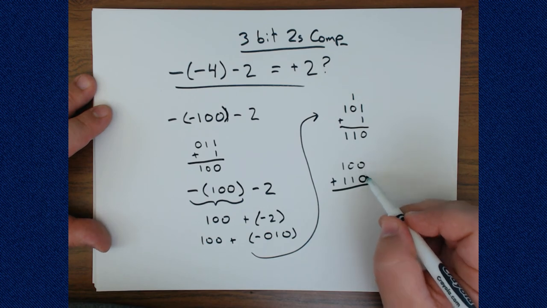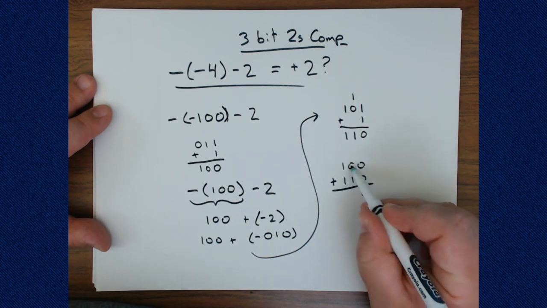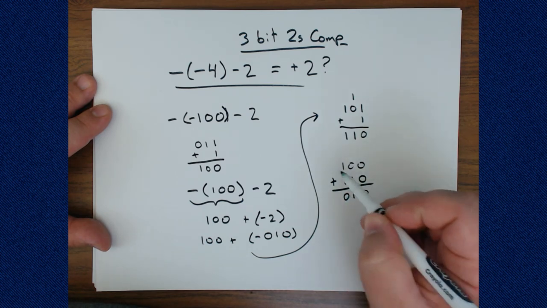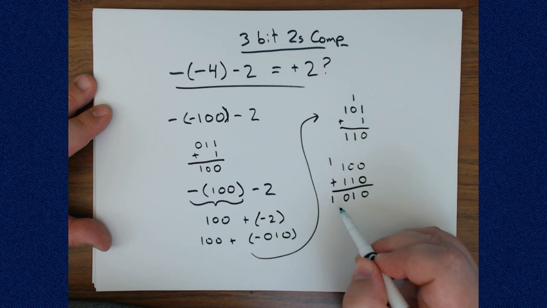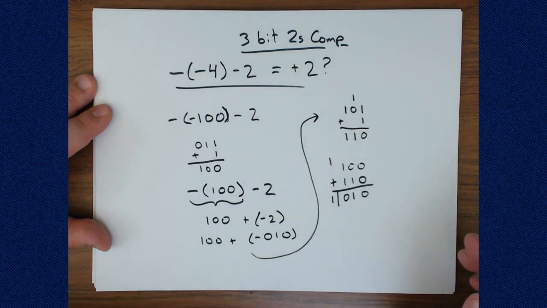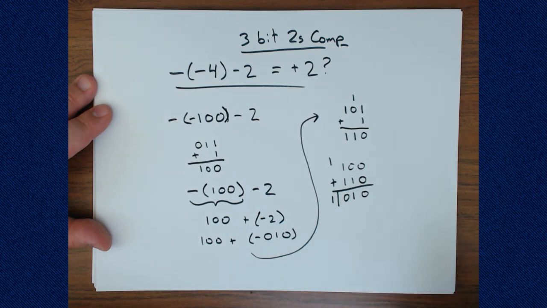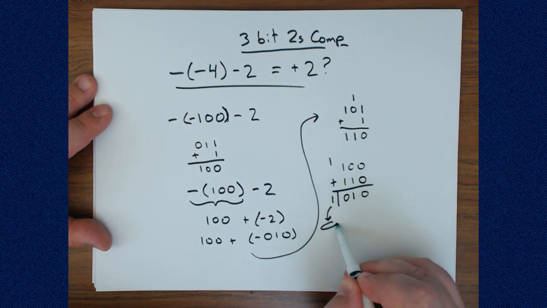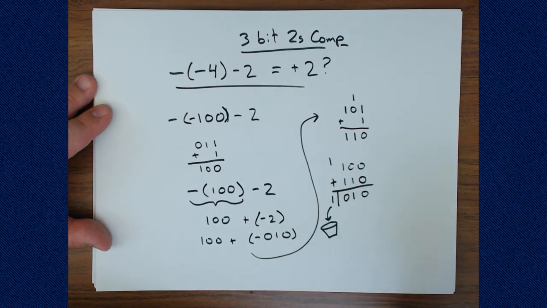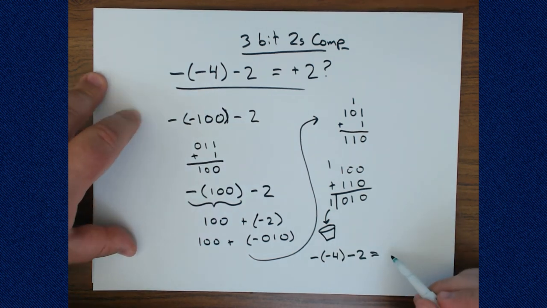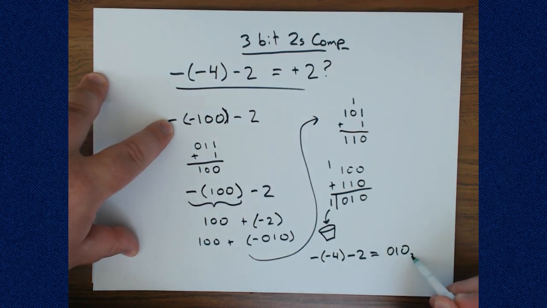Well, 0 plus 0 is 0. 0 plus 1 is 1. And 1 plus 1 is 2. So that's a 0, carry the 1. 1 plus nothing is 1. But we're on a 3-bit machine, so we truncate everything beyond the first 3 bits, the lowest order 3 bits. This 1 goes to the bit bucket and is never seen again. And we can say that the negative of -4 minus 2 is equal to 0, 1, 0 in binary.